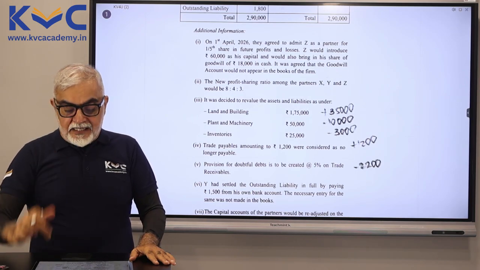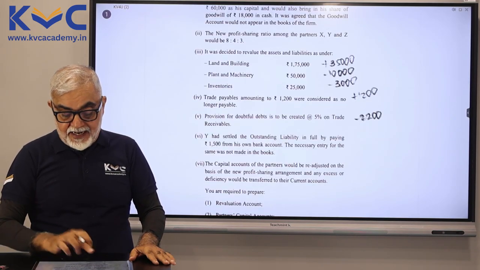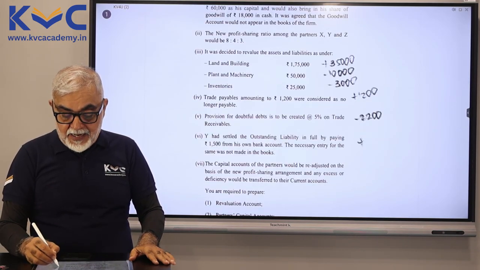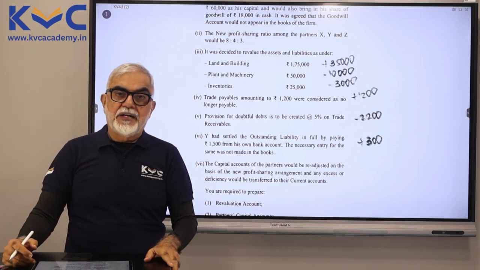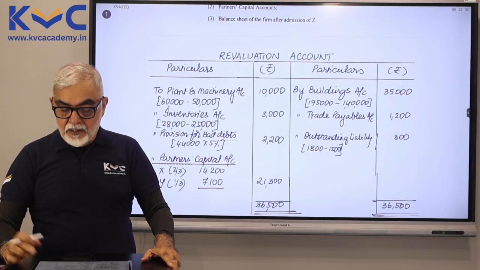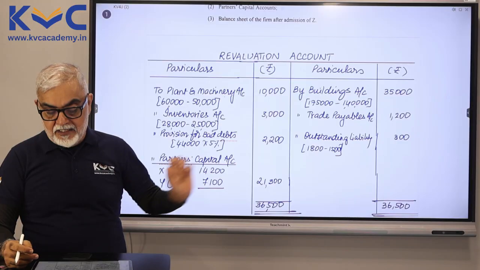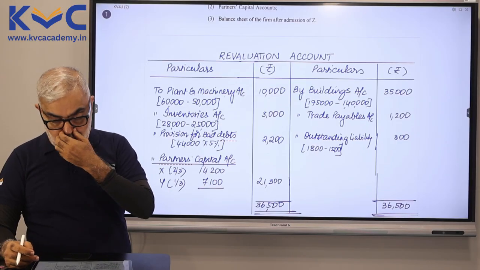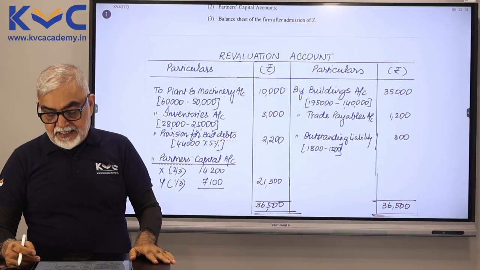Then the outstanding liability in the books was 1800. It was settled at 1500. So there is a plus of 300. This is the revaluation account requirement. So when I prepare the revaluation account, all the pluses go on the credit side: by buildings 35,000, by trade payables 1200, by outstanding liability 300. Okay?